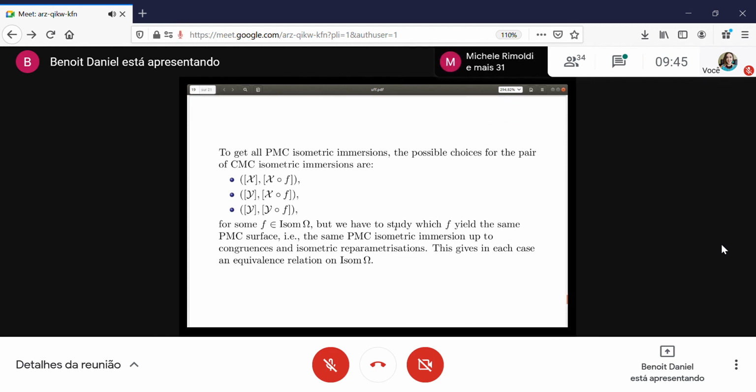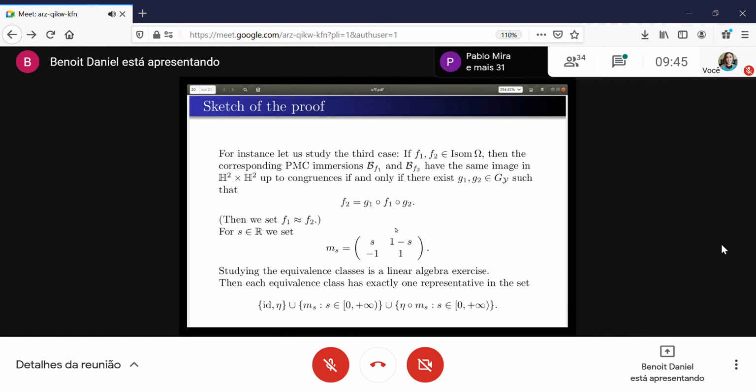And in this case, it's not hard to see that 2 isometries F1 and F2 will give me the same PMC immersions up to congruencies if and only if they satisfy this relation: F2 equals G1 F1 G2, where G1 and G2 belong to the group GY, the group of diagonal matrices that appeared in the previous slides. So it's a kind of double quotient. We have a quotient of PSL2R on the left and on the right by this group GY.